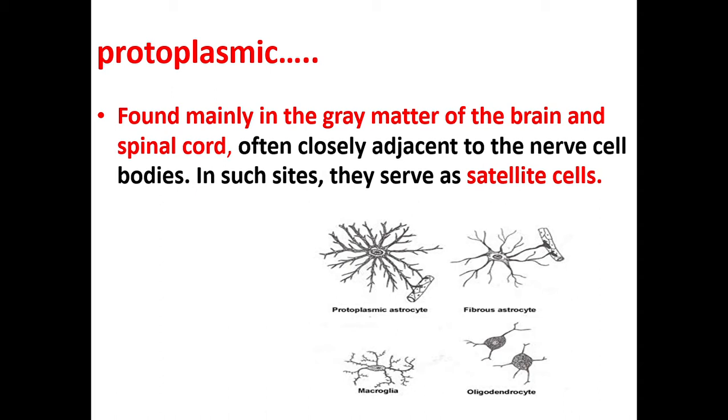Take note of this. The protoplasmic astrocytes are found mainly in the gray matter of the brain and spinal cord and are closely associated with nerve cell bodies. In such sites, where there is a nerve cell and a protoplasmic astrocyte, the nerve cells are the primary cells, while the protoplasmic astrocytes are the secondary cells serving as satellite cells.